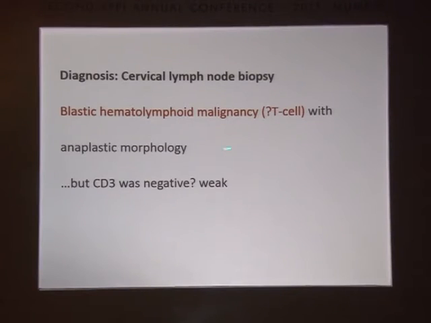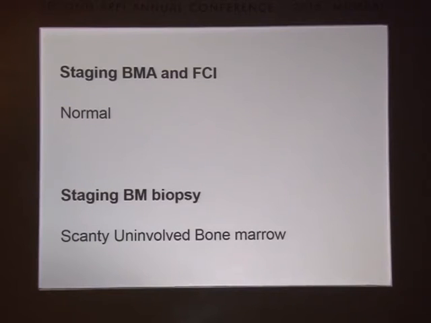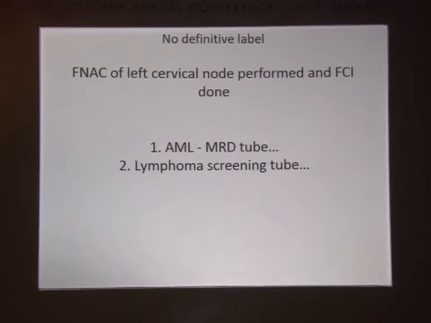So we thought it's a blastic hematolymphoid neoplasm, possibly T cell because CD7 was positive, CD3 was mostly negative, the number was slightly more for CD4 and CD8. Bone marrow peripheral smear was normal. We did the flow, the patient had a big mass. We did the lymph node and did the flow. Here now lymph node gives the diagnosis with flow.